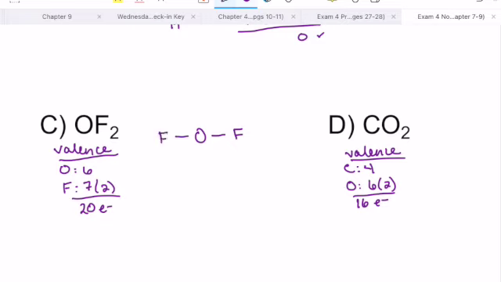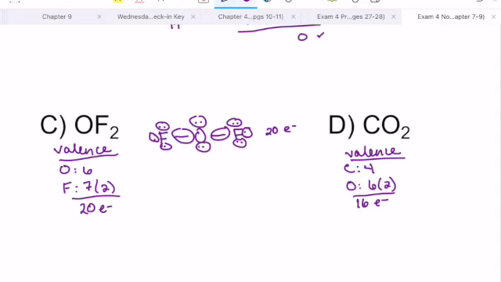Where should I put the rest? 2 on top and 2 on bottom of the row. Okay. And then 6 around each fluorine. Okay, excellent. So if we count our electrons, we have 2, 4, 6, 8, 10, 12, 14, 16, 18, 20. So that's how we got 20 electrons.